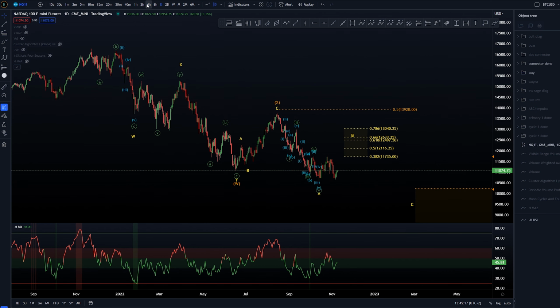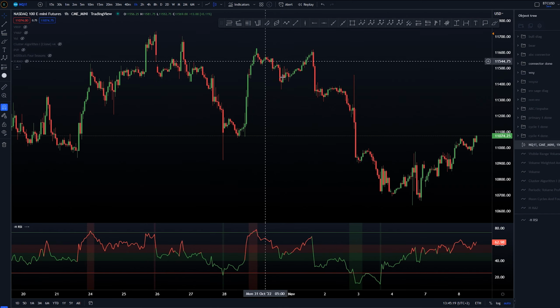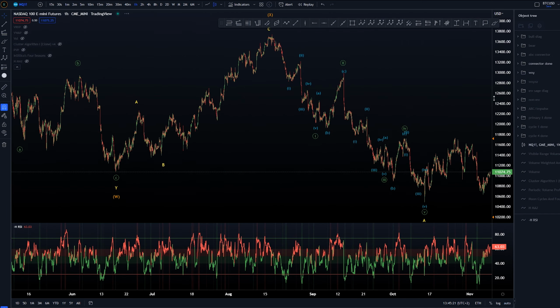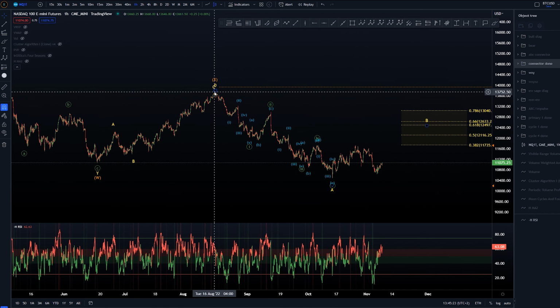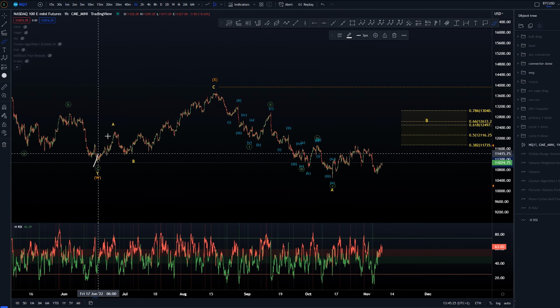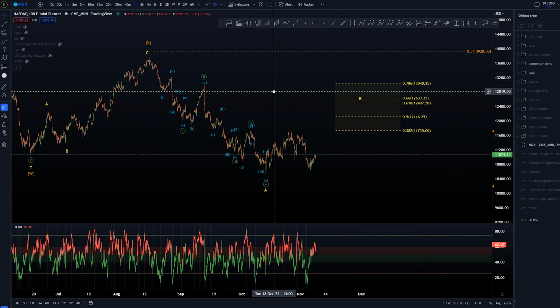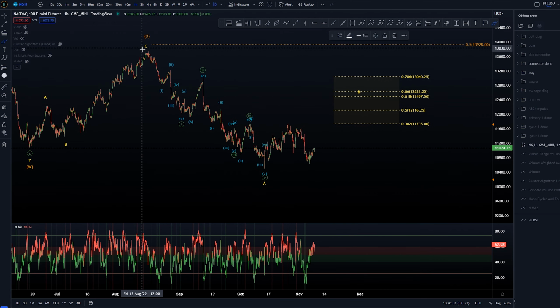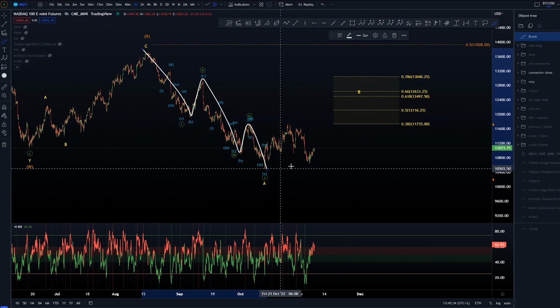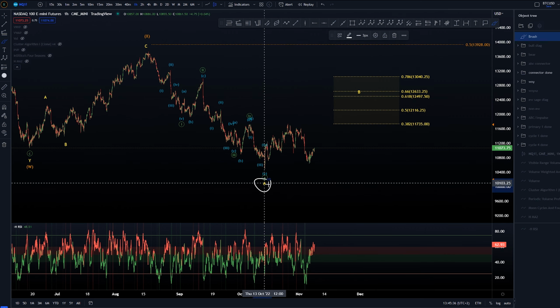Now let's zoom into this first scenario, in which we had the X wave completed at the highs of that 13.7k. In this one we had a three-wave structure up in there and completed. Now in this one the idea was that we had a 1, 2, 3, 4, 5 five-wave structure coming down into an A wave.